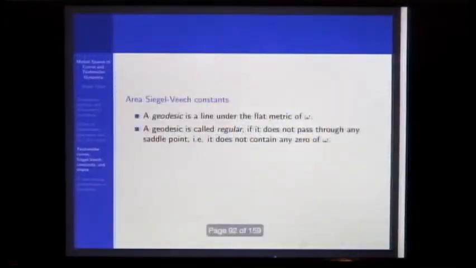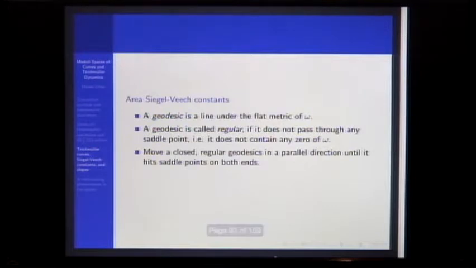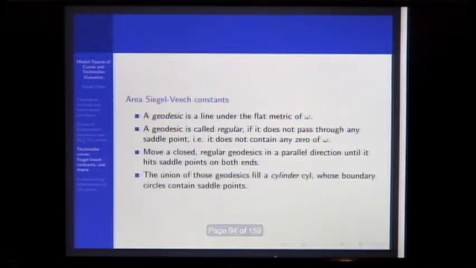So let me remind you, I mentioned this several times, a geodesic is just a line under the flat metric. And a geodesic is called regular if it does not go through a zero of omega. So that means it does not contain any zero of omega. Let's move a closed regular geodesic up and down in the parallel direction a little bit until on both ends it hits the special points, that is zeros of omega, then you stop. And if you look at this process, moving this regular geodesic up and down, the union of such geodesics in a family actually gives you a so-called cylinder, whose boundary circles contain the special points. Then you stop.